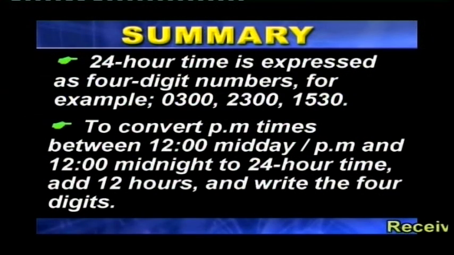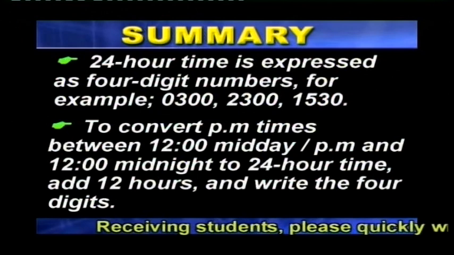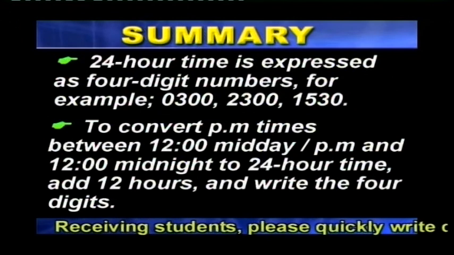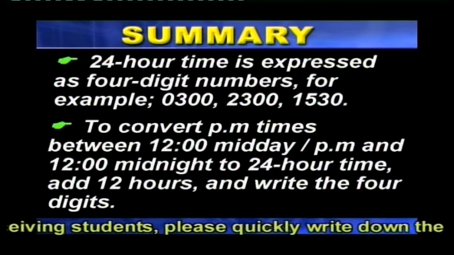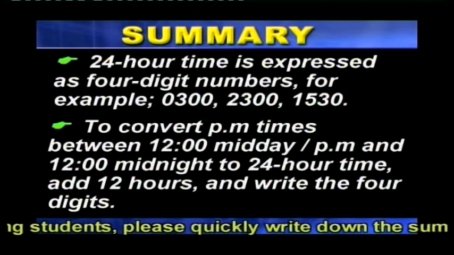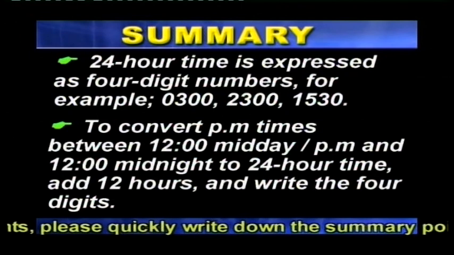Okay, we have our 2 summary points for our lesson. 24-hour time is expressed as 4-digit numbers. For example, 0300, 2300, 1530. So remember, in a 24-hour time, there is no colon that separates the digits or the numbers. You will see that they're written close together. That is how you write your 24-hour times.